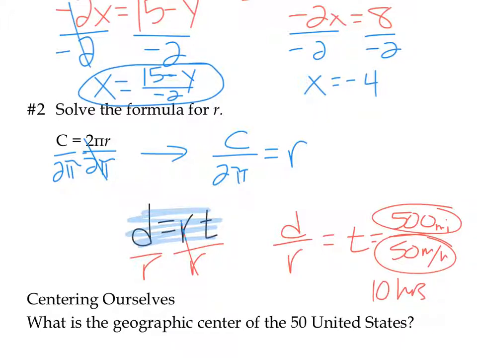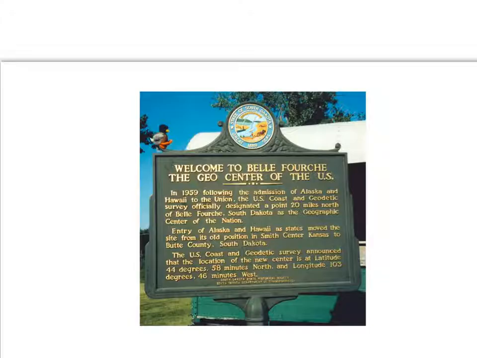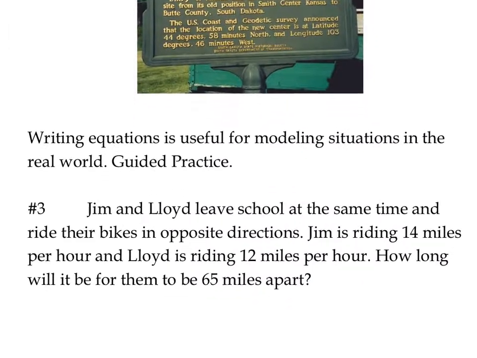All right. Let's take a little time to center ourselves here. You see the question at the bottom, you may have noticed already. What is the geographic center of the 50 United States? So all 50, including Alaska and Hawaii, not just the continental. It is somewhere in South Dakota, a little bit north of a town called Belle Fourche. So in the middle of South Dakota is the geographic center of our country. And that was figured out after Hawaii and Alaska were added as states. So an interesting little fact about where the center of geography is for the United States.